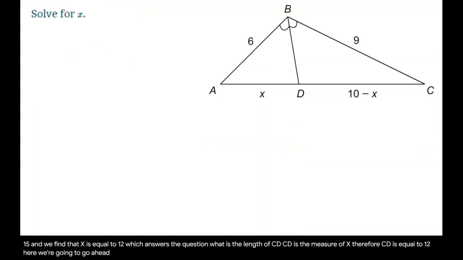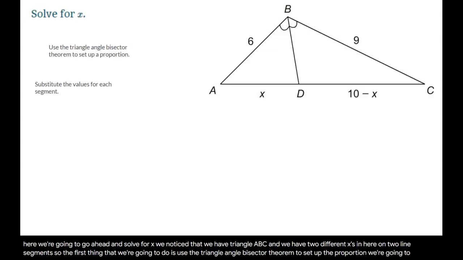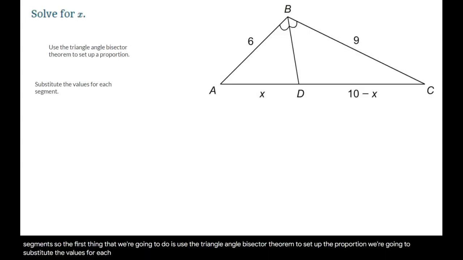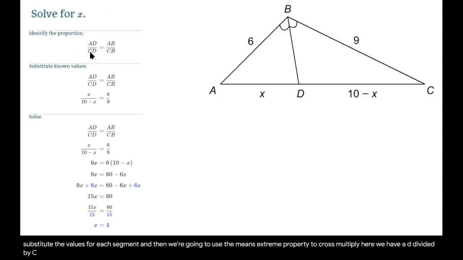Here we're going to go ahead and solve for x. We notice that we have triangle ABC, and we have two different x's in here on two line segments. So the first thing that we're going to do is use the triangle angle bisector theorem to set up the proportion. We're going to substitute the values for each segment. And then we're going to use the means extremes property to cross multiply. Here we have AD divided by CD is equal to AB divided by CB.